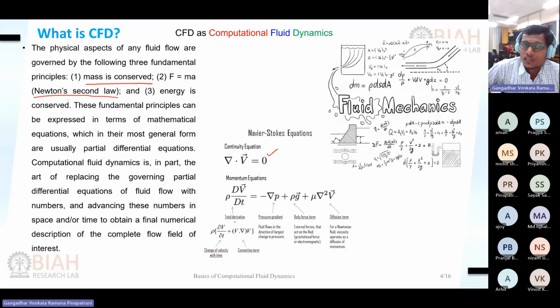Not correct. Anyone else who is interested? At least conservation of energy? Who can tell conservation of energy? Iqbal sir will get angry if you are not able to tell the conservation of energy. Iqbal sir, am I right? No, it's okay. They will tell.